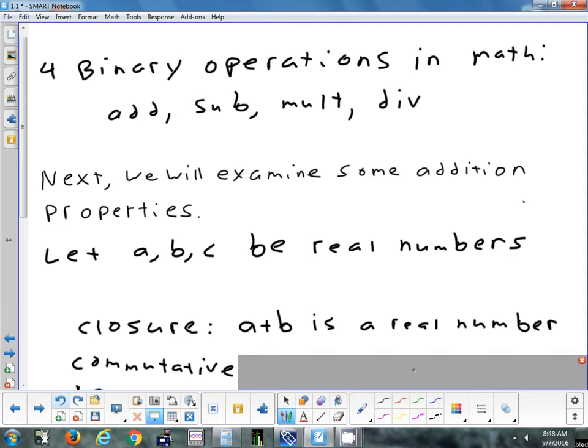Closure does not work for division if all you believe in is integers. Because I can take an integer, I can divide by an integer, and I will not get an integer sometimes. Right? For example, 5 divided by 2. Integer divided by integer, answer is not an integer. That means it's not closed. You don't get the same kind of number that you started with. Okay, that's probably the trickiest property. Any question on closure?